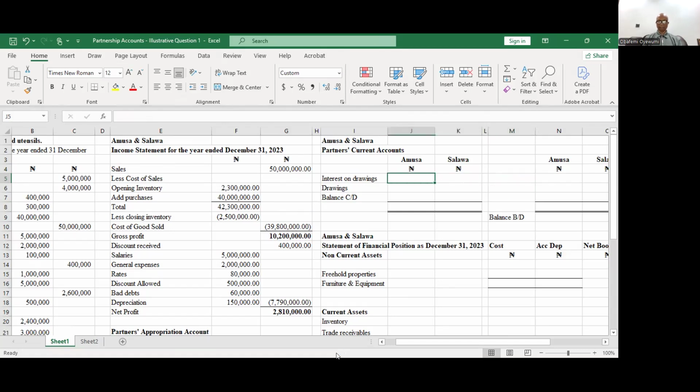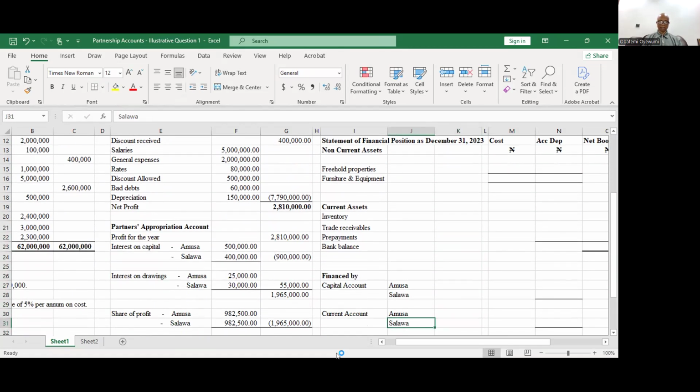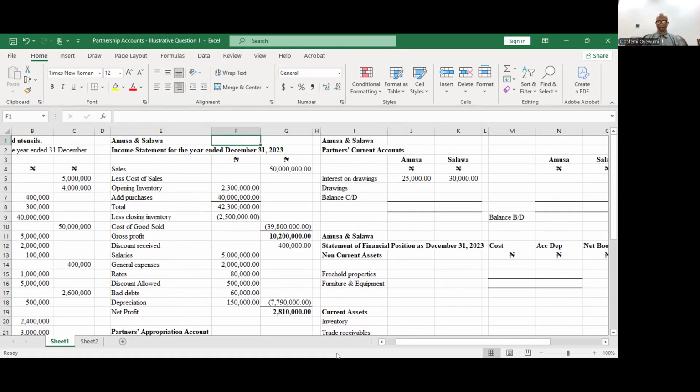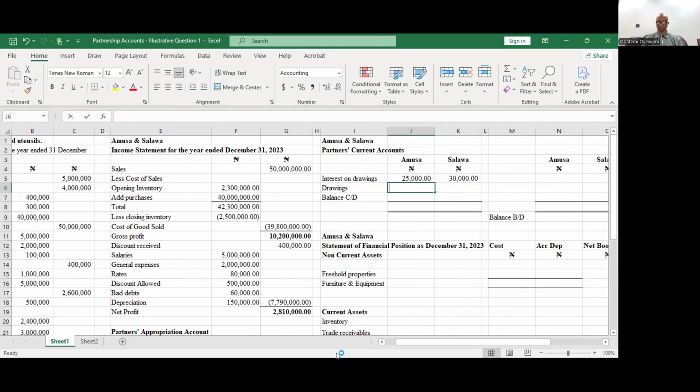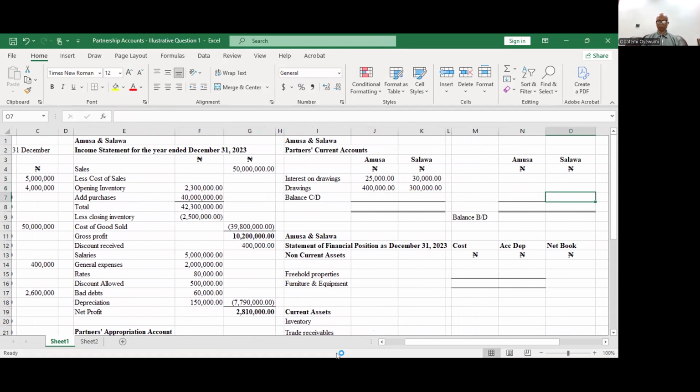So let's move on. Now let's look at other things that took place in the course of the period. Now we know that interest on drawings is 25,000 for Musa and then 30,000 for Salawa. You have seen that here in this account, 25 and 30. All right, now let's go to drawings. How much did they draw in the course of the year? 400,000, then 300,000. So we have 400,000 and 300,000.